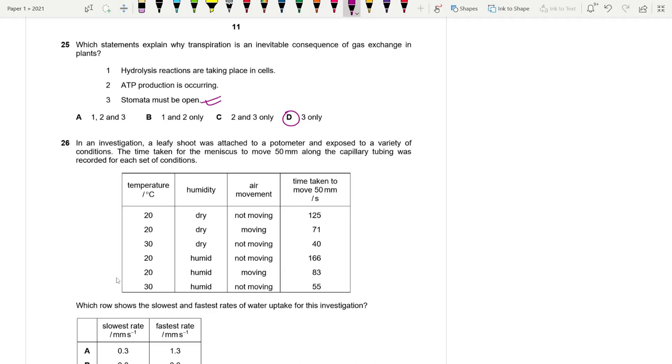Because without stomata being open, the plant cannot take in carbon dioxide for photosynthesis and give out oxygen. Also it cannot take in oxygen for respiration and give out carbon dioxide, right? So while stomata are open, water vapor also leaves the leaf. That's it basically.